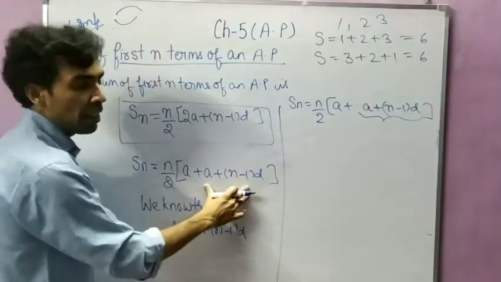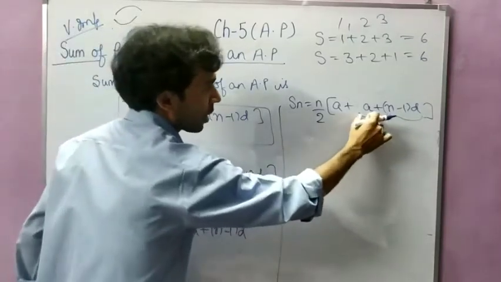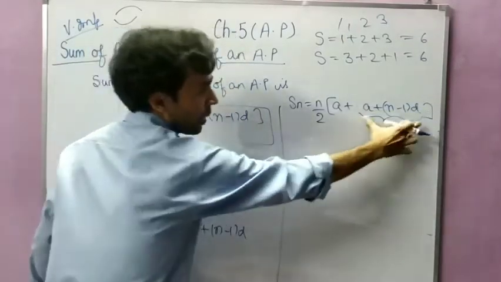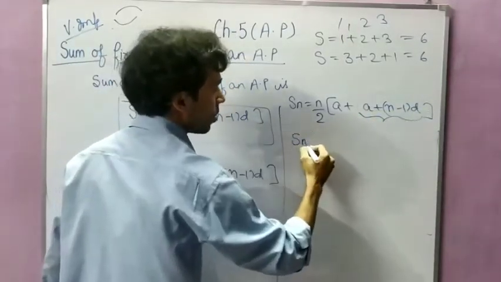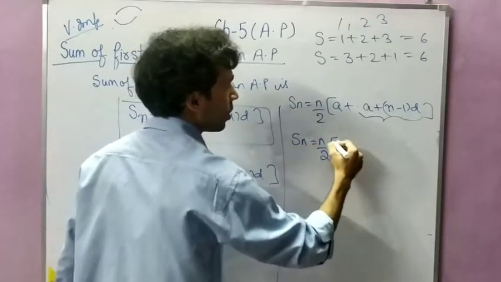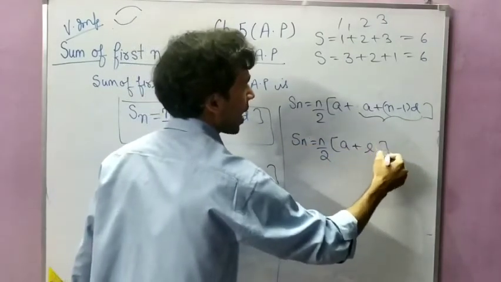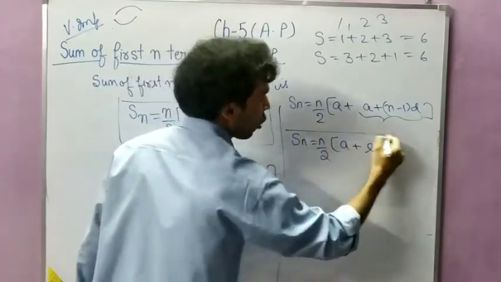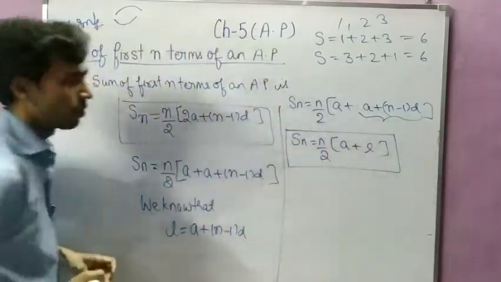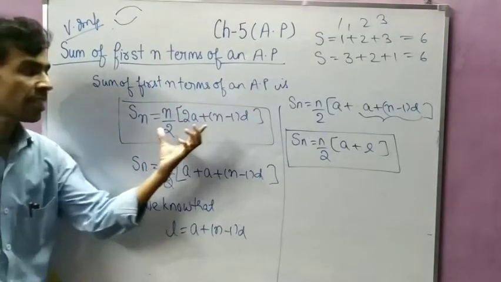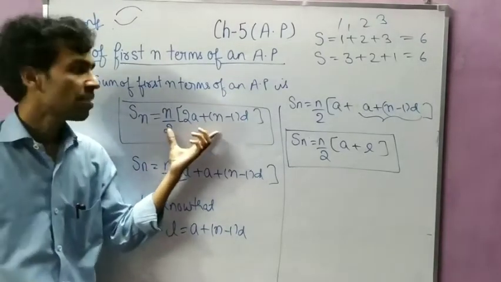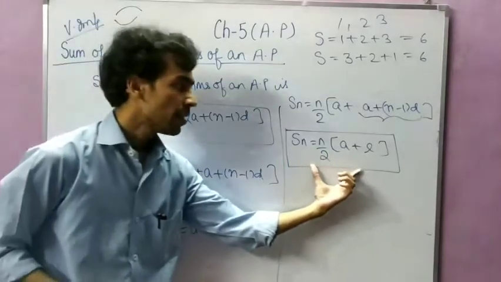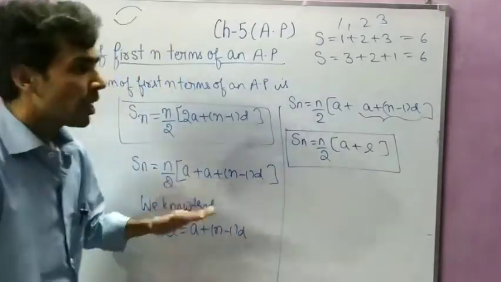So in this equation I have a plus n minus 1 d, and in place of that I can put a plus l. In place of this I can put l. So this is also the formula of the nth term. In one case there is no l, and in the other case there is l. Both are the same formula.